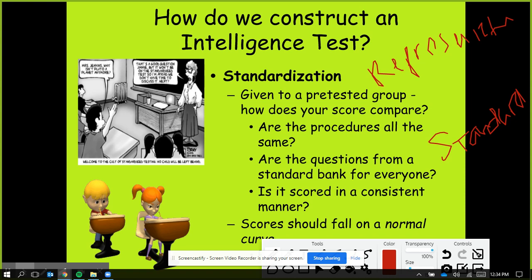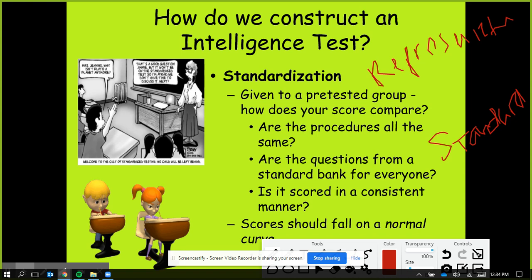So one of the things is, are all the procedures the same? You all know with EOCs and all that, all the instructions, blah blah blah. Has anybody ever been in a classroom where there was a test misadministration? Meaning the teacher messed up something, or the teacher was on their phone, or a phone went off during the test or anything. Well, that takes away from standardization.